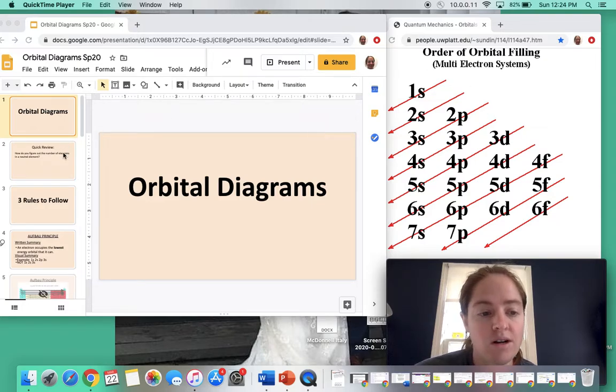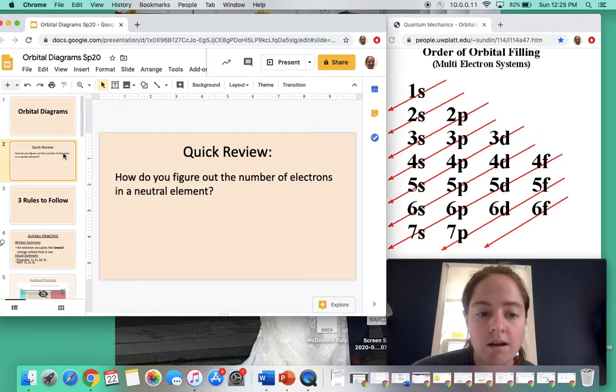Okay, let's get started. Before we get into the heart of everything, let's do a quick review. How do you figure out the number of electrons in a neutral element? Take a minute, think about it.